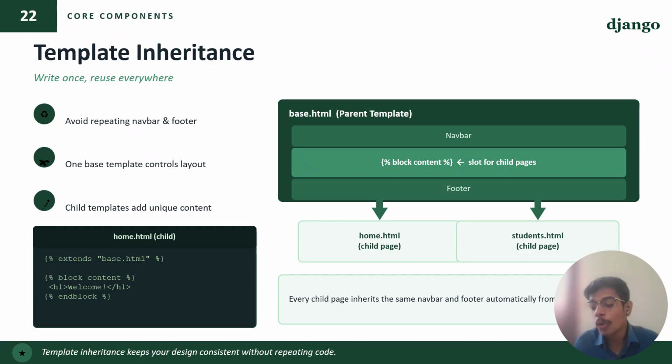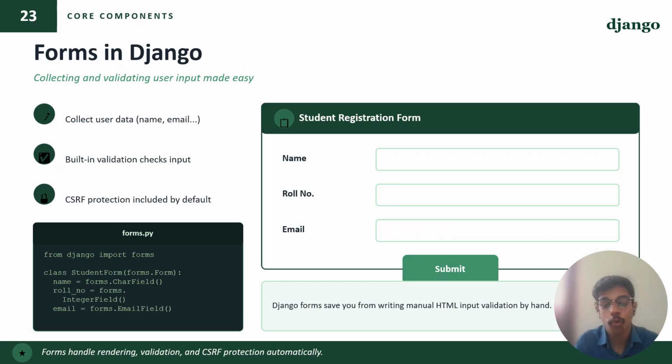Now let's see how Django handles user input using forms. Forms in Django are used whenever we need to collect information from the users. On this slide, you can see a simple student registration form, a Python class called StudentForm. Each field is defined using Django form classes such as CharField, IntegerField, and EmailField.